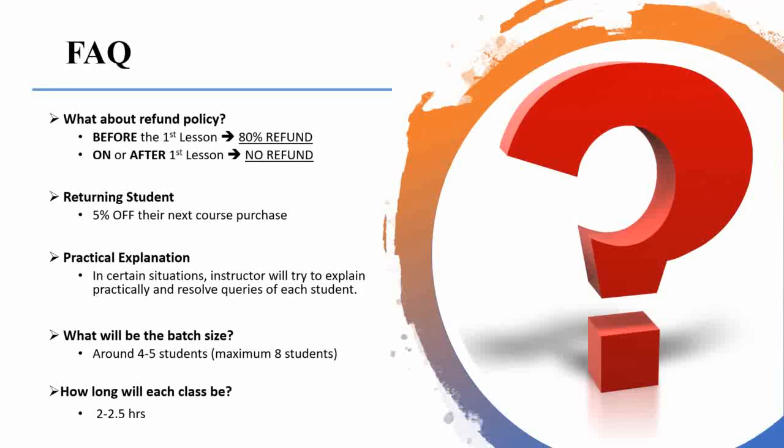So the next point is about our returning students. For example, if you buy our course right now and you come back in the future to buy any of our other courses, because you purchased this course right here, you will get a 5% discount off your next course purchase, which will be anytime in the future. So if you purchase a course anytime in the future after this course, you'll receive a 5% discount on the next course purchase.